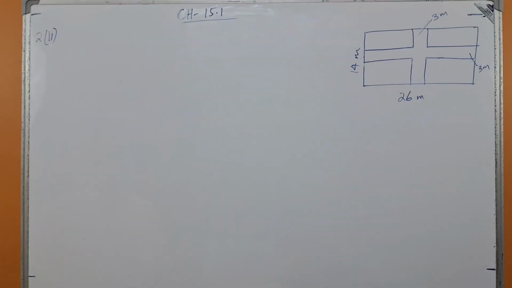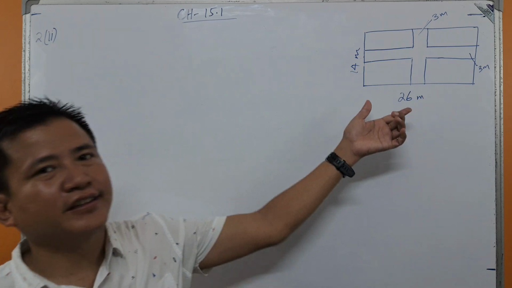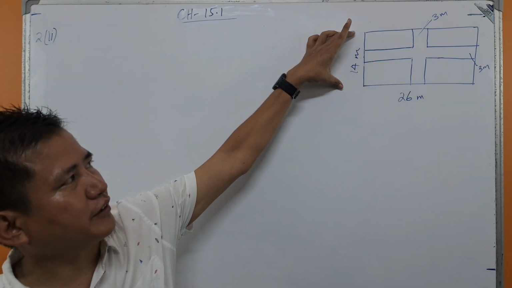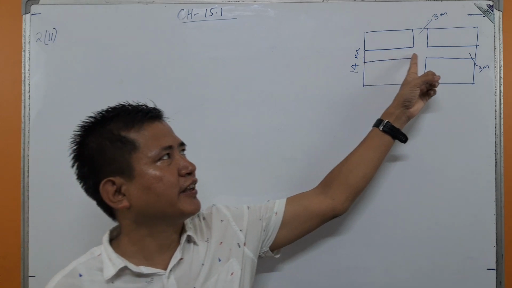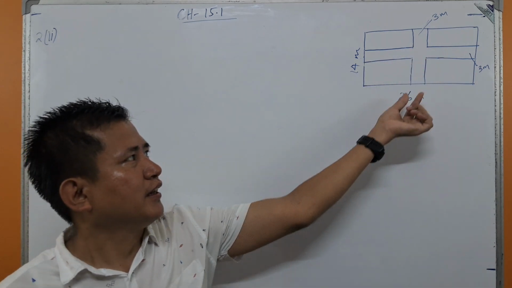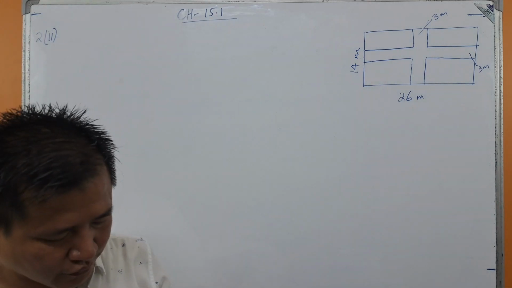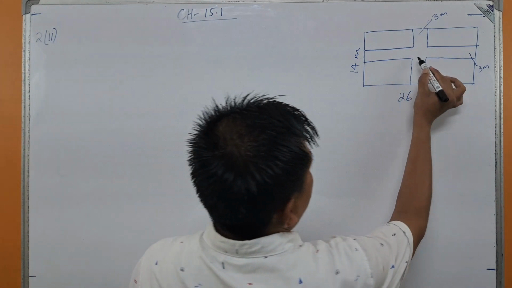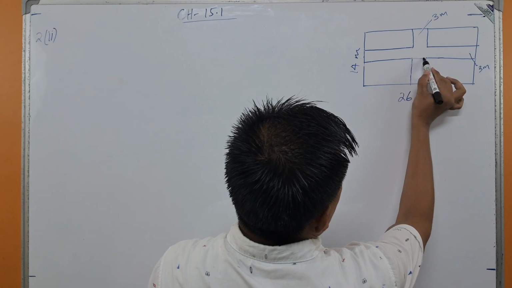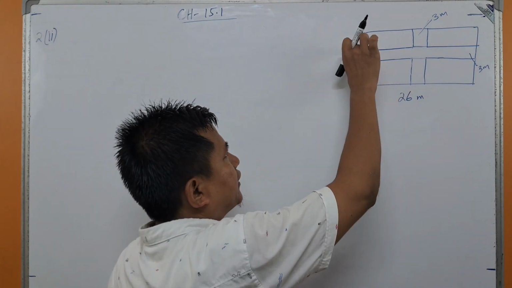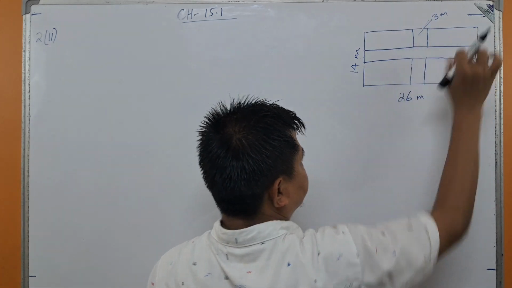Question number 2 of 2. Okay, so we have a rectangle here and the length of this rectangle is 26 meter, breadth is 14 meter. We are asked to find the area of this colored portion, isn't it? And the width of this colored portion is 3 meters. This is given to us. So what we do is we simply join these 2 points, this and this. After that we find the area of this small rectangle here.